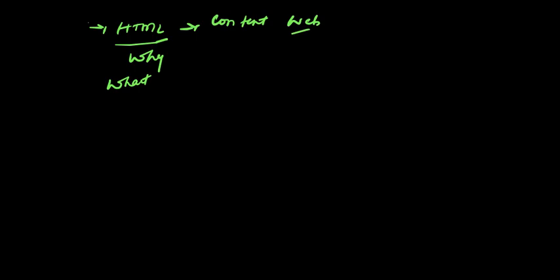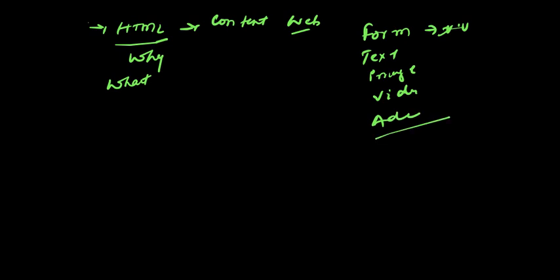Everything except designing and functionality is called markup text. Just like a form using HTML, and text, image, video, audio, everything present on the web except color and design. All these things come under HTML.